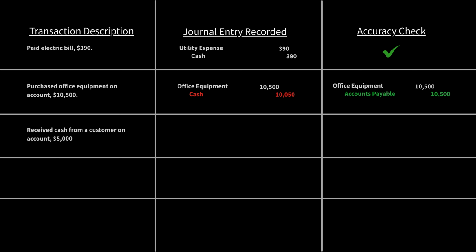Received cash from a customer on account for $5,000. Accounts receivable debited for $5,000 and credit cash for $5,000. Go ahead and pause the video.